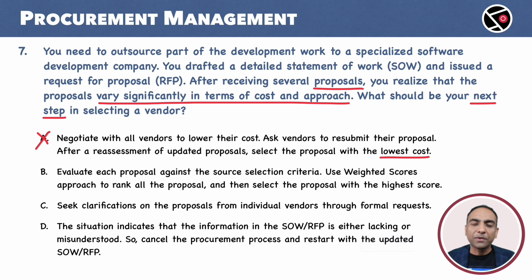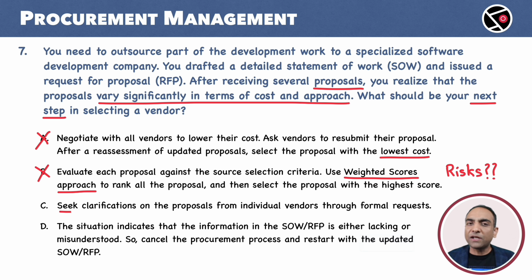B. Evaluate each proposal against the source selection criteria. Use weighted scores approach to rank all the proposals and then select the proposal with the highest score. Weighted score approach is quite common to objectively compare various proposals and then pick the best one. But in the current situation, we should first understand the reason behind the huge variation in the proposals and then go ahead with ranking and picking the top proposal. Again, no effort is put to analyze the potential risks. B is incorrect.